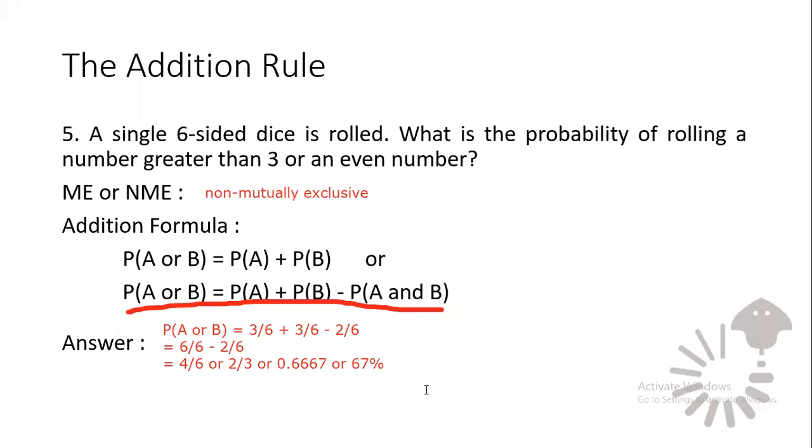May tanong po ako. Yes, Francis. Paano po nakuha yung 2/6? Probability of greater than 3 and even number. So this is probability of getting greater than 3, probability of even. Ito, probability of both. Even number na siya, greater than 3 pa siya. Let me just draw that.